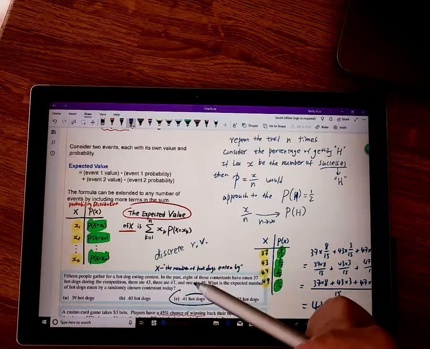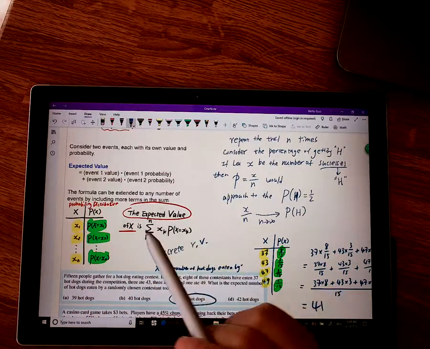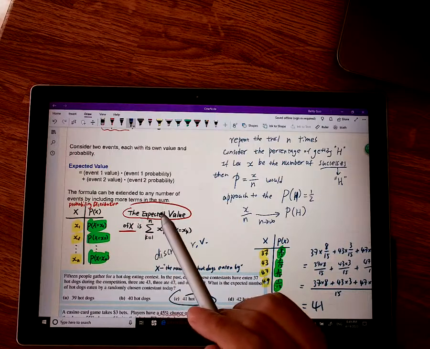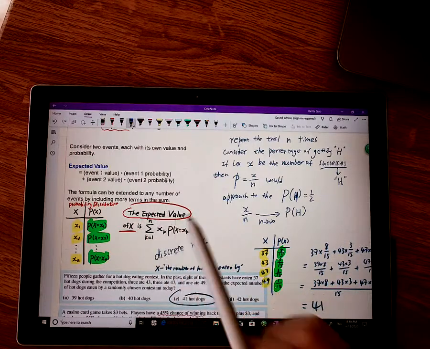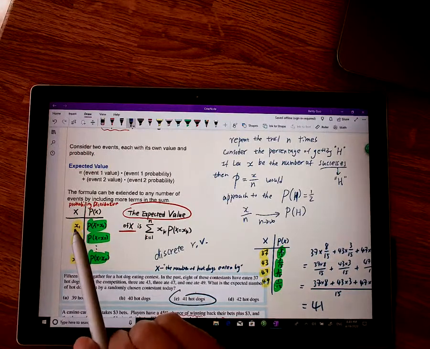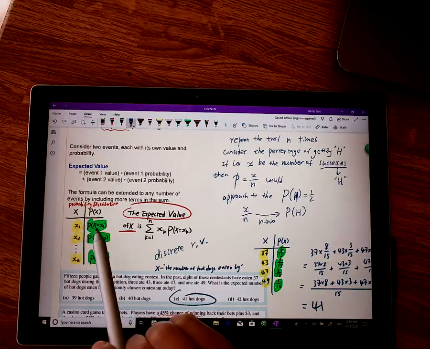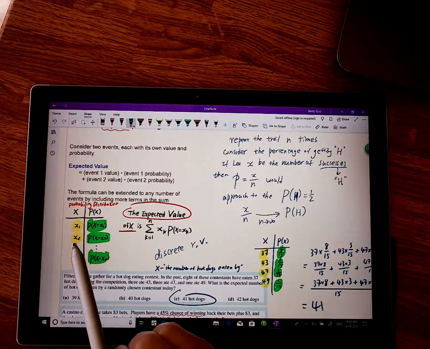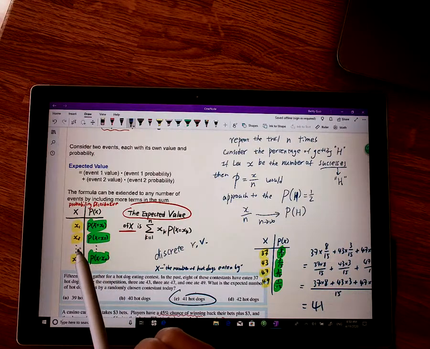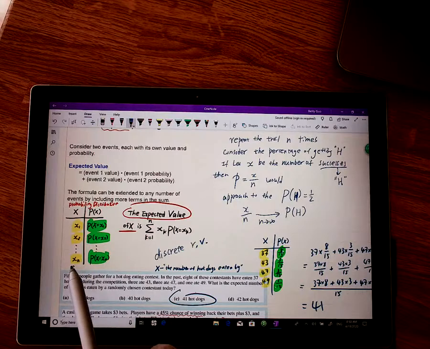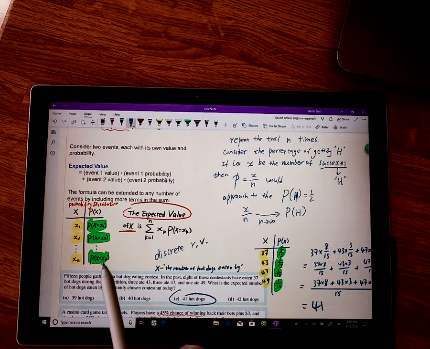Once you have the probability distribution, then you are ready to compute the expected value of the variable by following this formula. How do we do that? You multiply x1 by its corresponding probability, P of x equals x1, plus x2 times P of x equals x2, plus, and so on, plus x sub n multiplied by the probability of x equals x sub n.